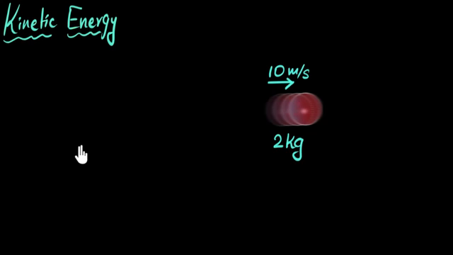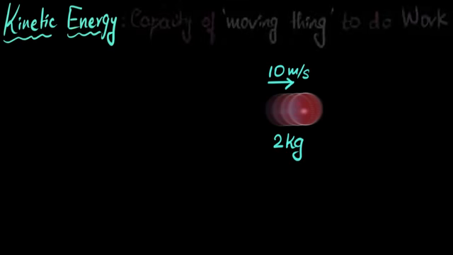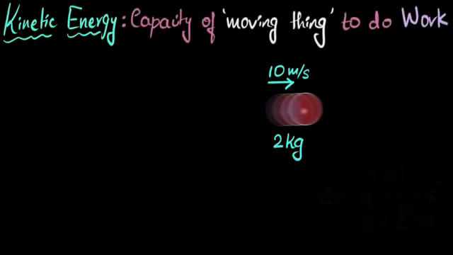Now there are more than one ways to derive things, right? So over here, we'll take a little different approach compared to the standard textbook derivation. We will use a definition of energy to derive things. So what is energy? Energy is the capacity to do work, right? So what is kinetic energy? Kinetic energy would be the capacity of moving things to do work.